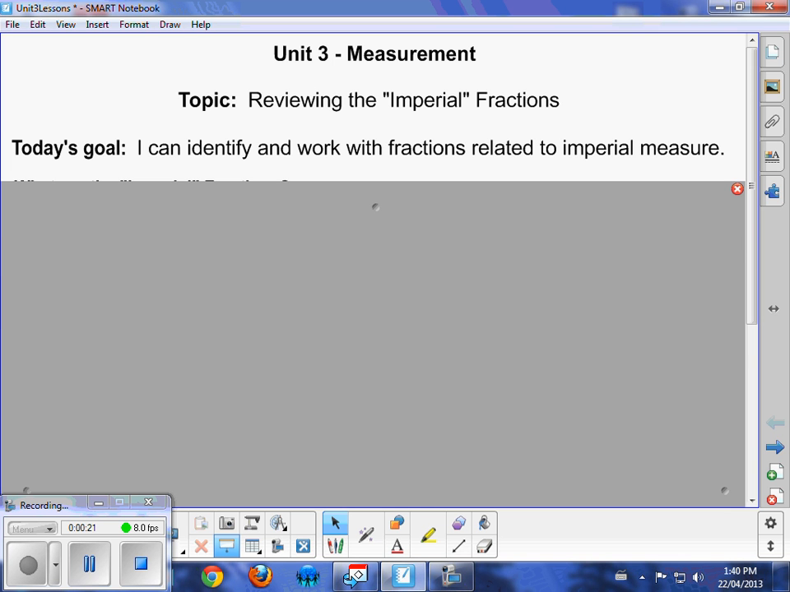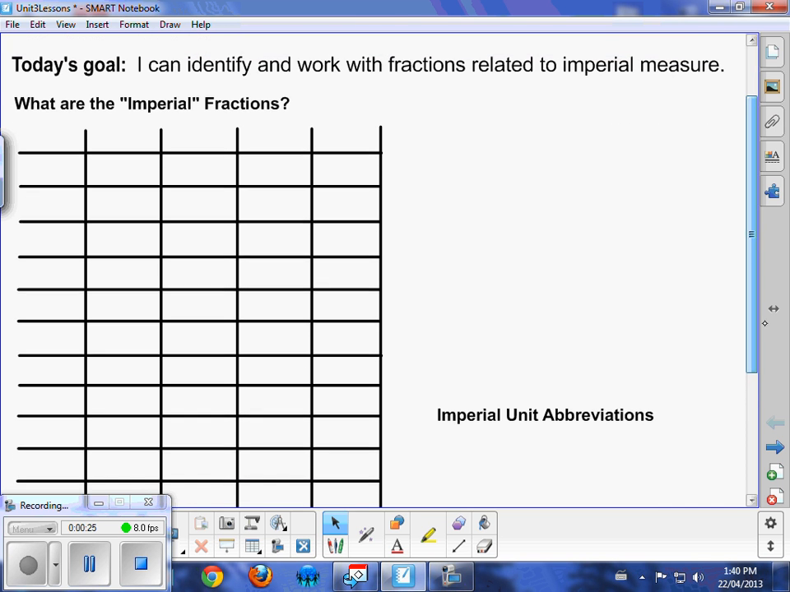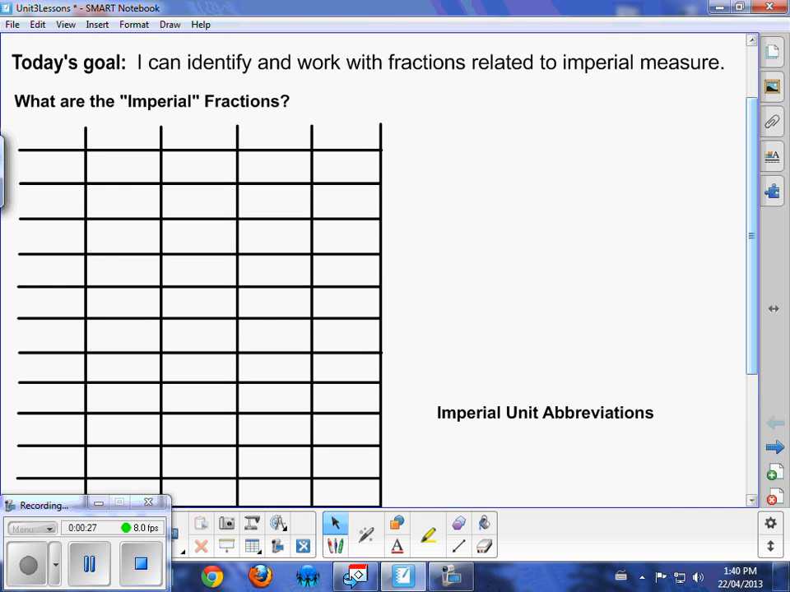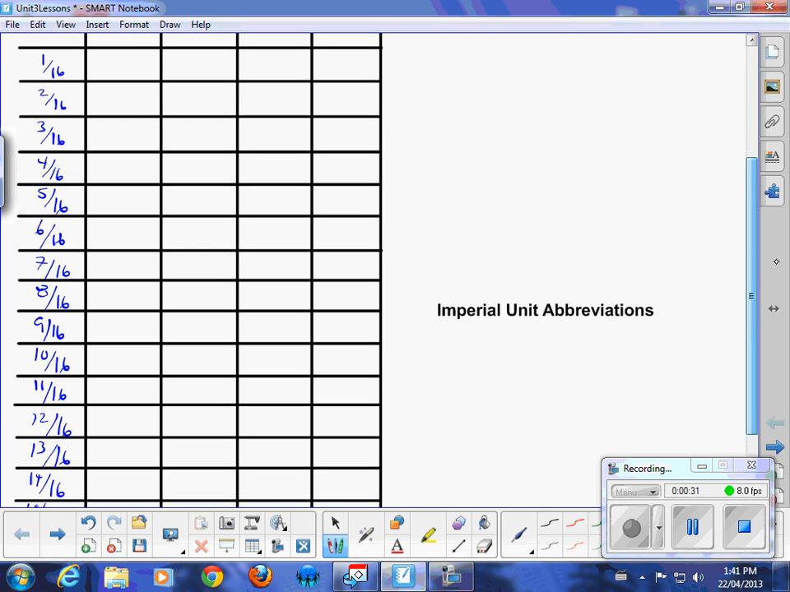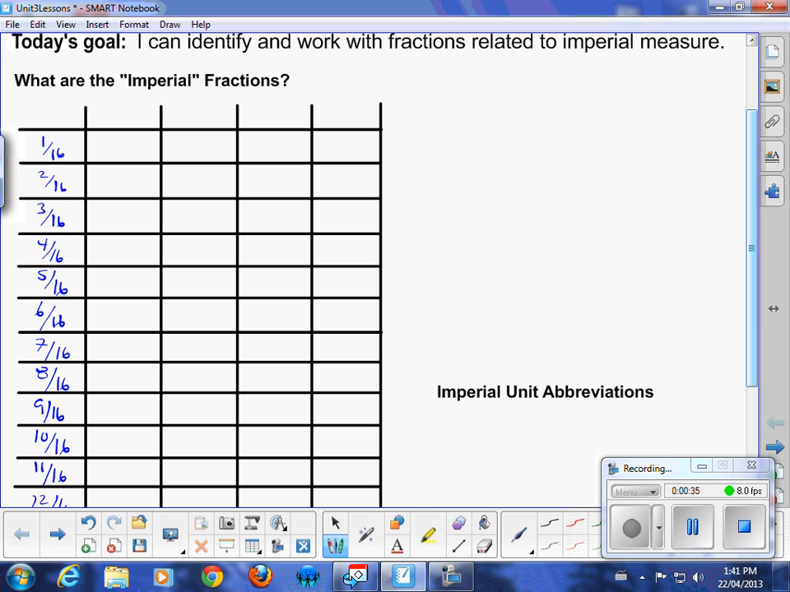So you're wondering, well, what are imperial fractions? Let's talk about that for a second. So our imperial fractions are as follows. Imperial fractions start off with what we call the 16th measure here. We can measure down to 16ths. You can get more accurate, but for this course, I'm just worried about you being able to measure in terms of 16ths. That's the smallest measure that we're going to worry about for this course.